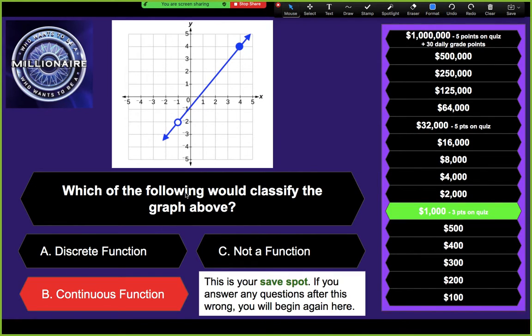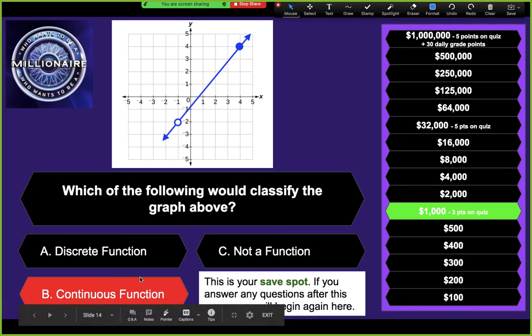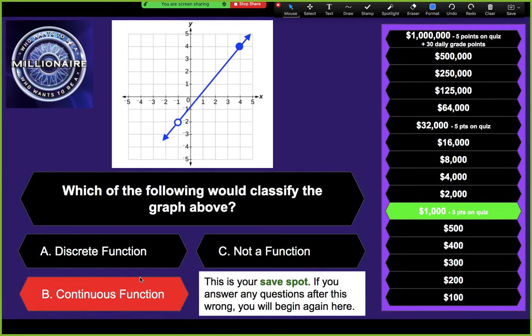So this time, it is a continuous function. Notice that it's a line that is connected. None of my x's repeat 2 times, like every single one of the x's only has one y. So therefore, it is a function, and because it's connected, it is continuous.